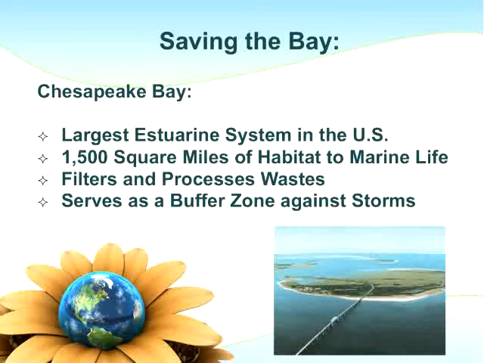Okay, now we actually get into the case study part. That was more of the reading questions and lessons involved in it. And this is called Saving the Bay. It's all about the Chesapeake Bay. The Chesapeake Bay is the largest estuary system in the United States. It contains 1,500 square miles of habitat for marine life. It filters and processes waste and serves as a buffer zone against any type of storm that may hit along the coast.